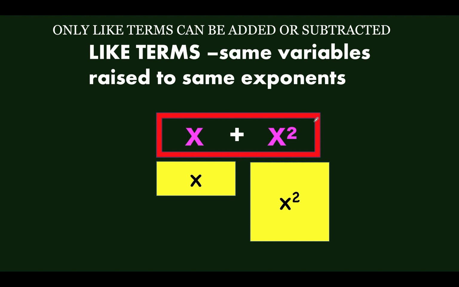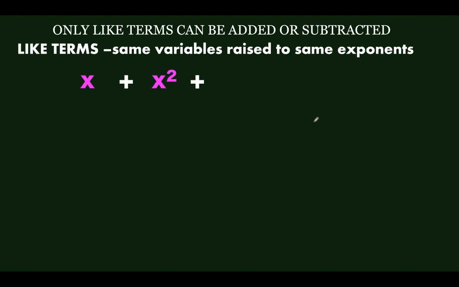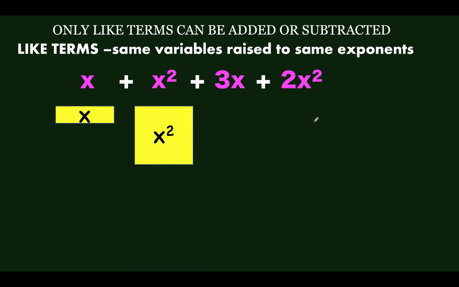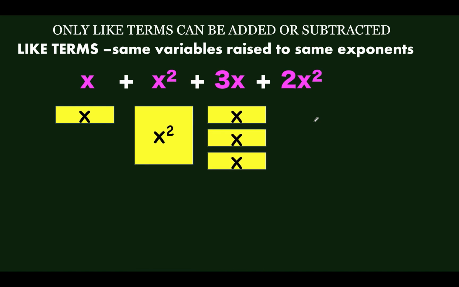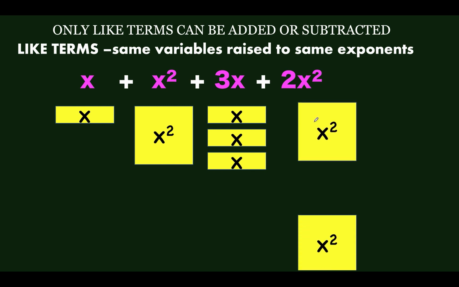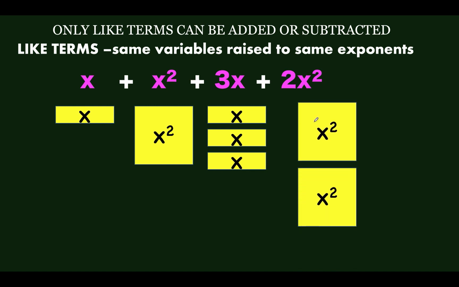The only test is if the terms are no longer similar, then stop combining them. That is already your final answer. Next, if we have this x plus x squared plus 3x plus 2x squared, let's visualize them. X is this, x squared is this square, 3x would be 3 of these x's, and 2x squared would be this representation. So again, only like terms can be combined.